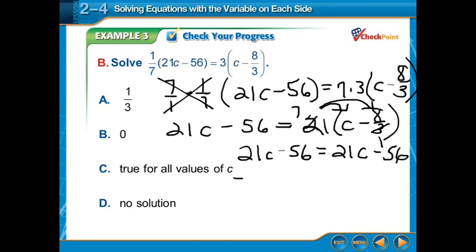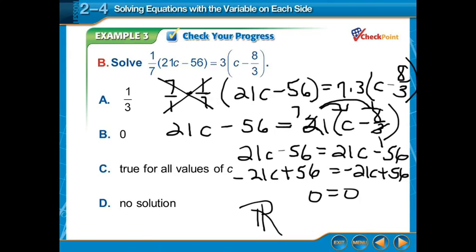If I subtract 21c plus 56 from both sides of the equation, I'll get 0 equals 0, so that means it's true for all real numbers. And so it's true for all the values of c.